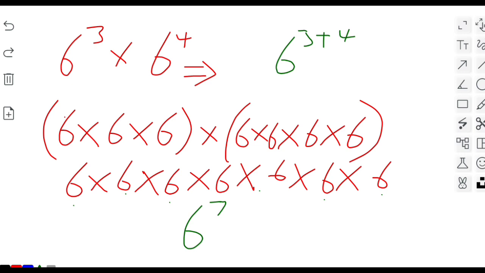Since they have the same base, I can only do this when my indices have the same base. So 6 raised to the power of 3 plus 4 will be 6 raised to the power of 7, only if the examiner asks you to leave your answer in index form. If the examiner does not want you to leave your answer in index form, you can proceed by saying 6 raised to the power of 7.